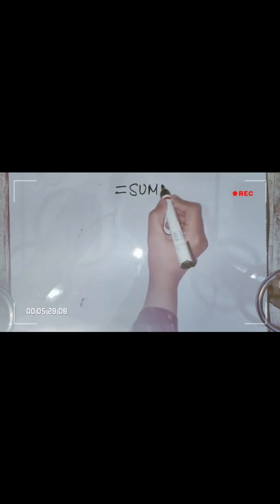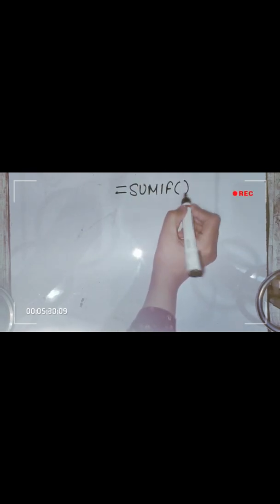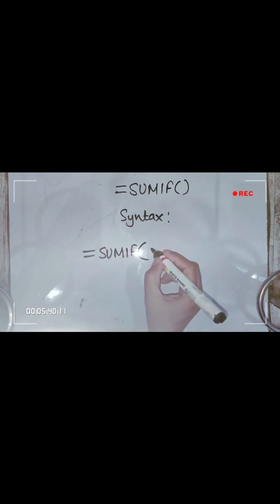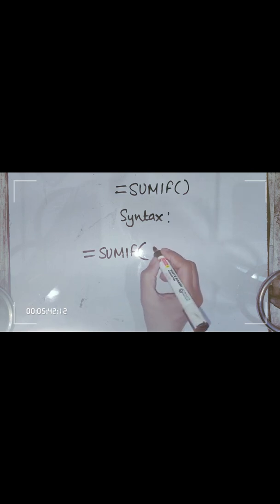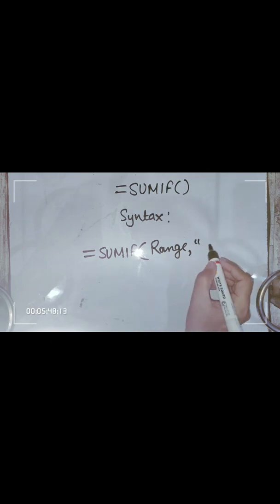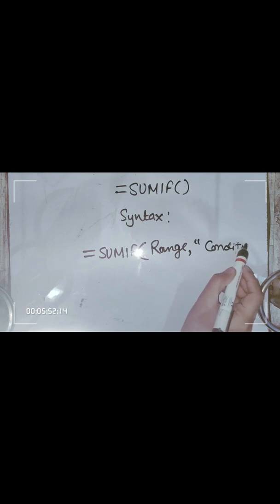Now move to the next formula, that is SUMIF. So what is the SUMIF function actually used for? The SUMIF function is a worksheet function that adds all the numbers in a range of cells based on one criteria. Here is its syntax: equals SUMIF, then start bracket. Here your cell range will come, then comma and inverted comma. Here you can give a condition.